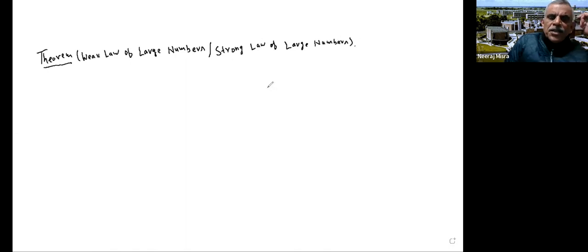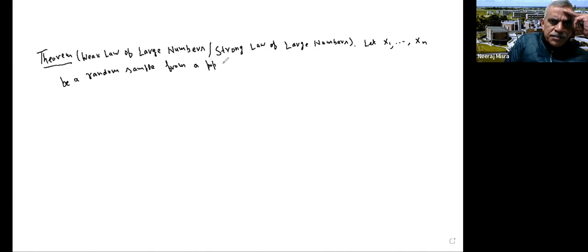Again, this is a result from your first course. What it says: let X1, X2, ..., Xn be a random sample from a population having finite mean mu, where mu is the population mean. Then X bar, which is basically the sample mean, X bar.